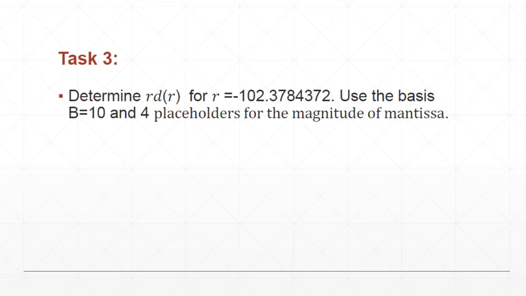Now for task 3, we have to determine the rounded value of the given value r, which is given in base 10 as a decimal number, and we have 4 placeholders for the magnitude of the mantissa here. So working on it, let me write the value r again. So our r is equal to minus 102.378437.2.